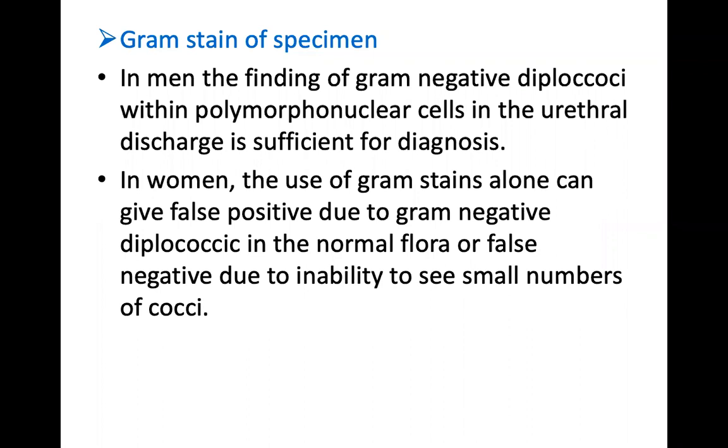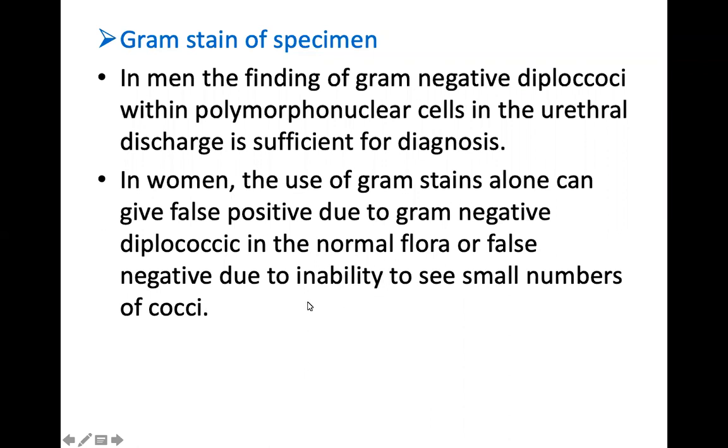So in women, there's some risk of getting false positive and false negative reports from the gram stain alone. Because when you take a swab from the female, there is the likelihood of harvesting normal flora, and so you may get a false negative due to inability to see the small numbers of cocci amongst the lactobacilli and other normal flora. So it's easier to make a conclusive report from the urethral swab of the male compared to the swab from the female. However, both of them are important.